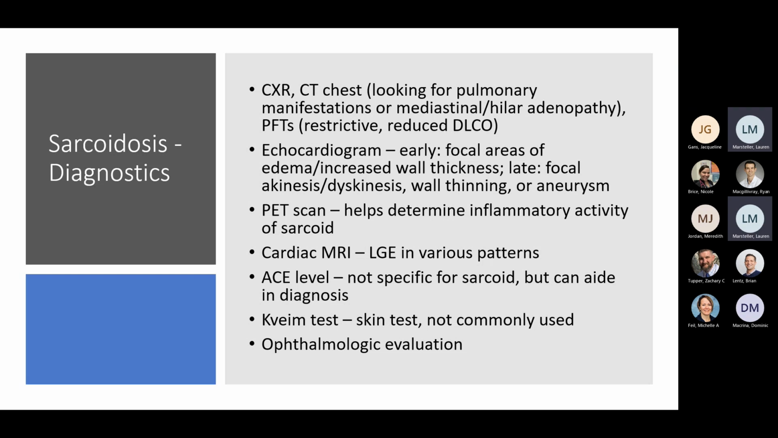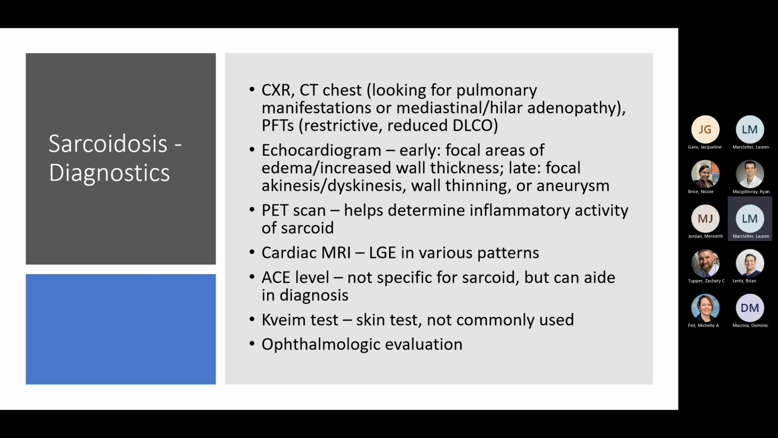PET scan. So we send a lot of our patients with sarcoid for the PET sarcoid scan, and that really helps determine if there's active inflammation and helps guide therapy. These patients would undergo a cardiac MRI for diagnostics, and again, they would have the late gadolinium enhancement and various patterns that suggest sarcoid. We might check an ACE level. That's not specific for sarcoid, but it can aid in diagnosis. So there's other diseases that cause elevated ACE levels, but it's helpful.